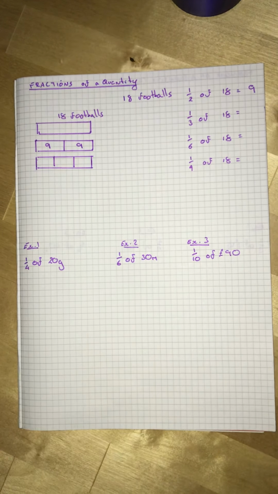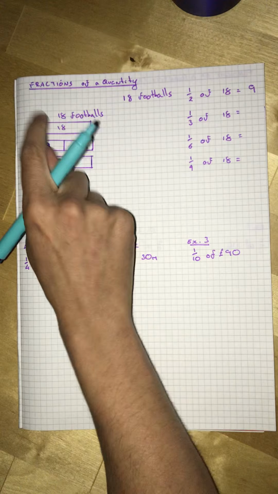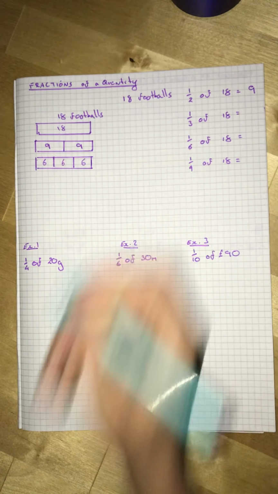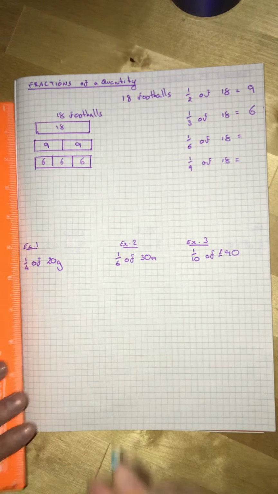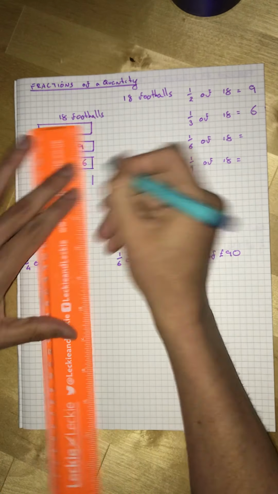What numbers need to go in each of these boxes to make sure it comes up to 18? Well, 18 divided by 3 is 6. So each person is going to get 6 footballs. Hopefully you're seeing a pattern here of how I'm getting the answer.